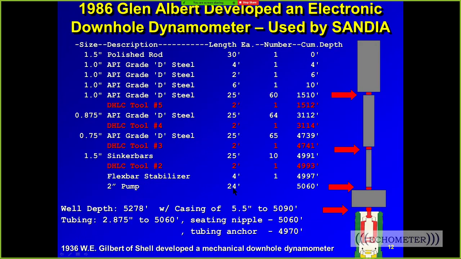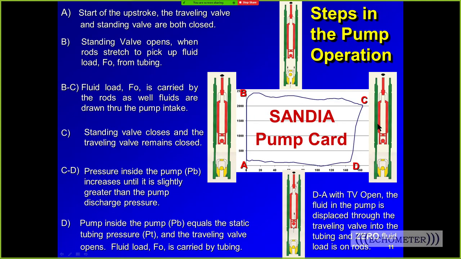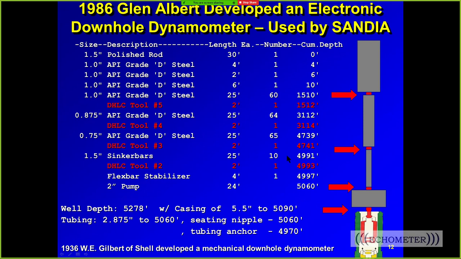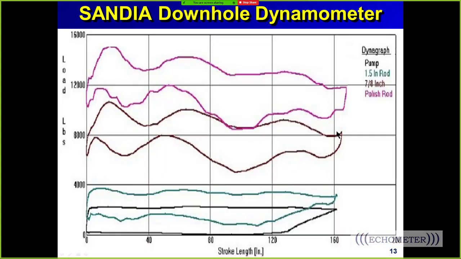Now this is where those downhole load cells were run, and this is where the pump card we're seeing right here was acquired with the downhole load cell. I'm not sure, I think Glenn Albert built the tool in 86, and I think this was acquired back in 1994 or 1996. I don't see the date on this screen here. But this is the data.